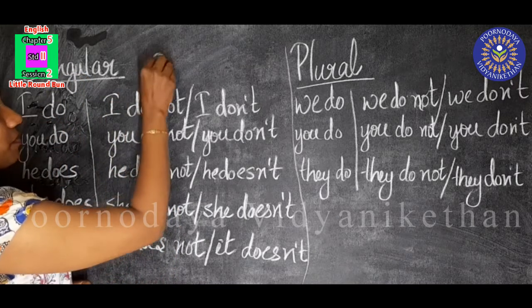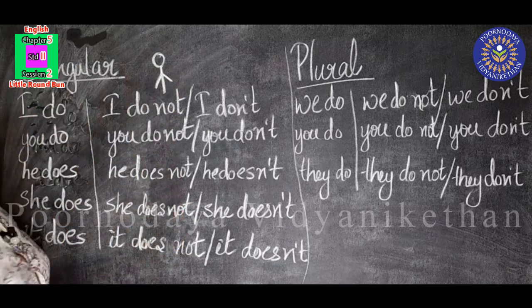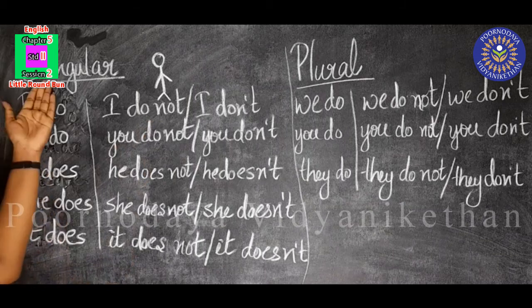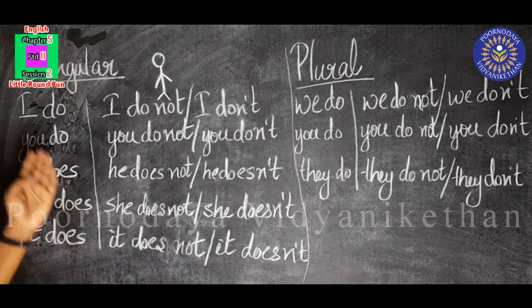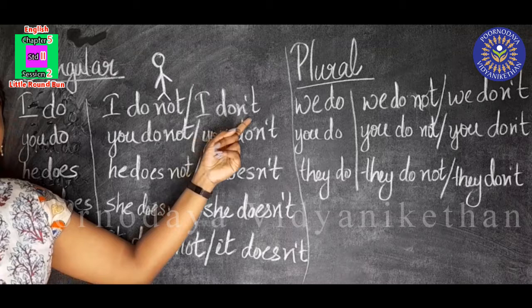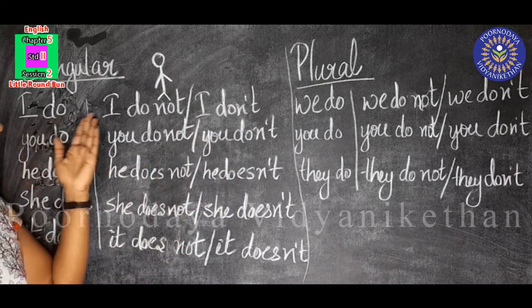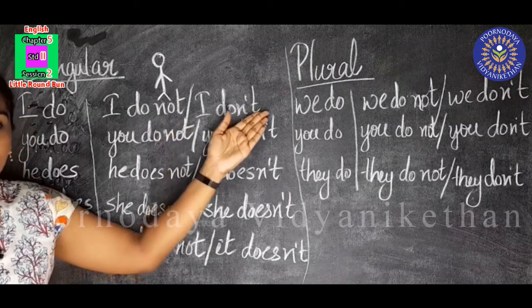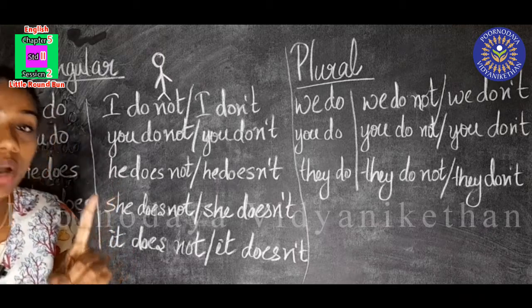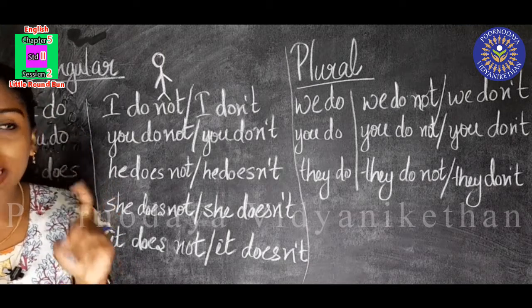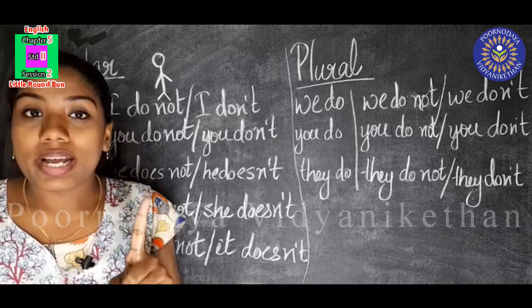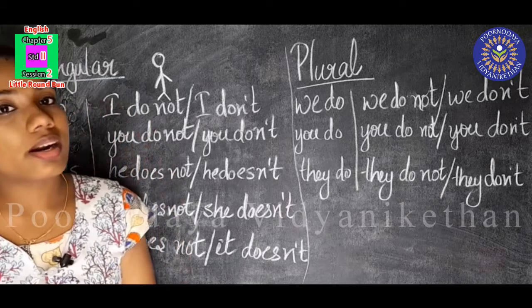Look here, children. One person is here. Can you see this? We are talking about this person. I do. I do not, or we can say I don't. So we are speaking about a singular person. That means one person or one animal or one thing. When we are speaking about one person, one animal or one thing, we can use singular forms.